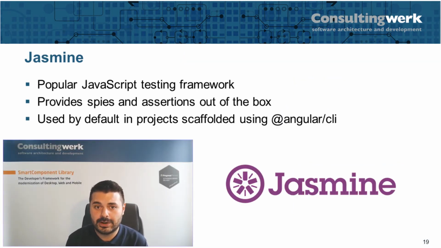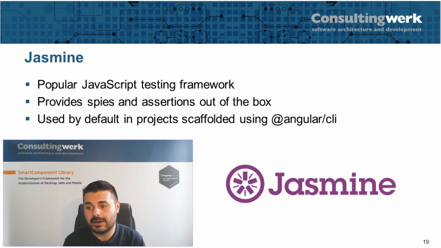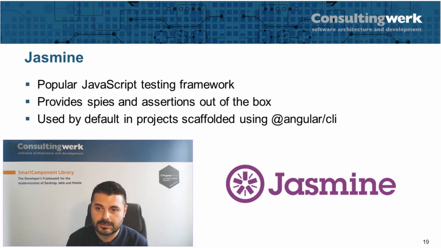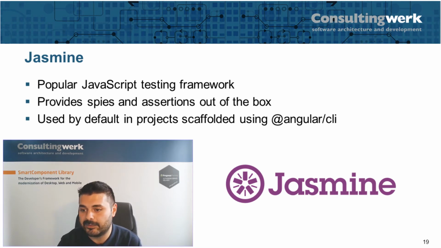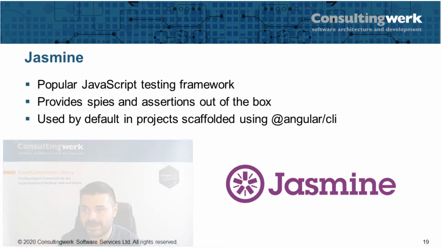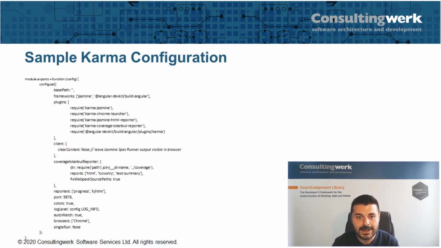Now moving on to the actual testing framework. Angular's testing framework of choice is Jasmine. So what Jasmine provides are assertions and spies. Those are the most important things out of the box, but also a variety of other useful things. It's used by default in all projects that are scaffolded using the Angular CLI. There are other testing frameworks out there, such as Chai or others. But for the purposes of this presentation, we'll be covering Jasmine and how it works with Karma and Angular.